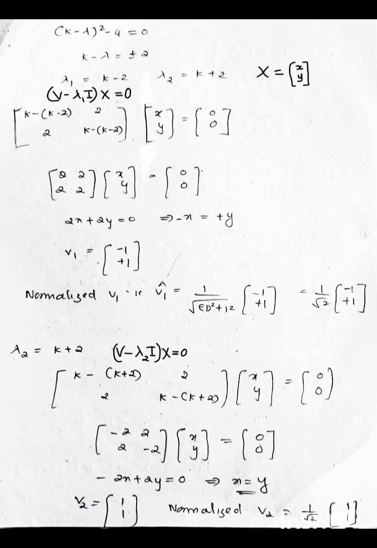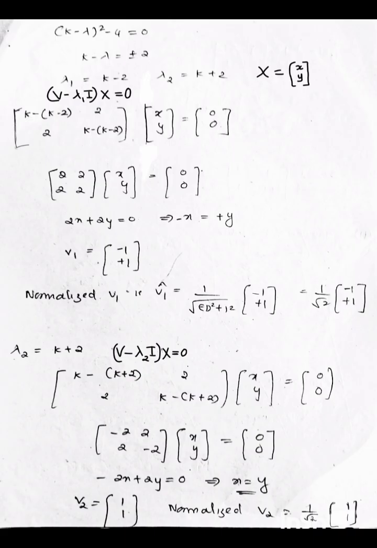Then for λ2 = k + 2, we need to find (V − λ2 I)x = 0. That is, [k−(k+2) 2; 2 k−(k+2)] [x y] = 0. That is, [−2 2; 2 −2][x y] = 0. That is, −2x + 2y = 0. That is, x = y. Therefore v2 = [1 1]. The normalized form is v2 = 1/√2 times [1 1].